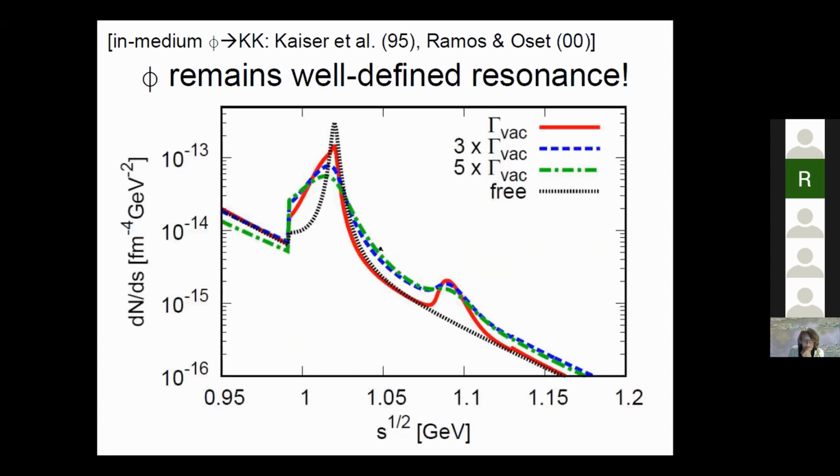Yes, because I did not fully incorporate the in-medium version of the spectral function of the phi. I simply multiplied by a constant factor here. Of course, in reality, you are completely right that this abrupt change should be gone. So this is just an artifact of my simplified calculation.